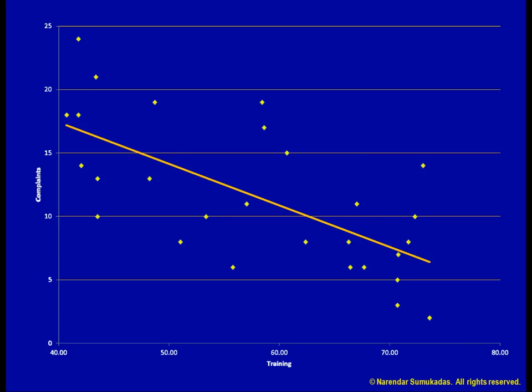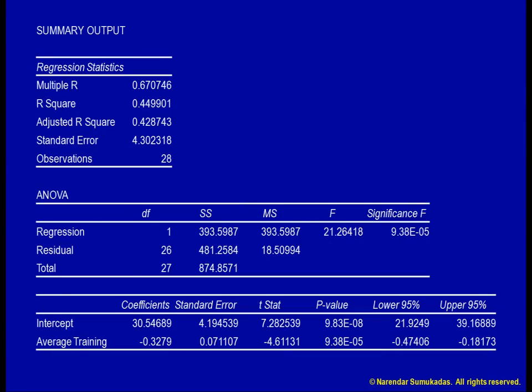This trend line plotted on the scatter diagram is nothing but the regression line of best fit. The extent to which the points are scattered relative to the trend line, or conversely, the strength of the relationship, can be assessed by a regression analysis. Here are the results of the regression analysis. Let us interpret the results.